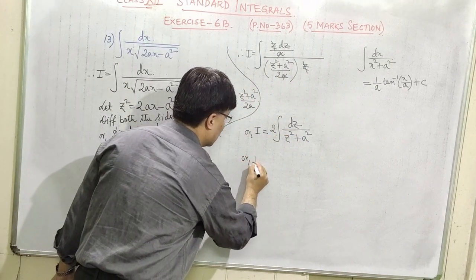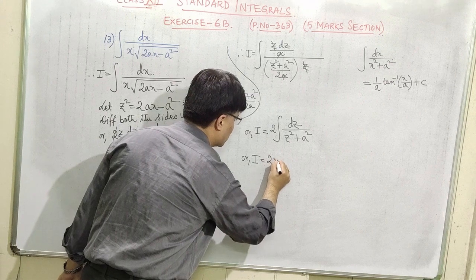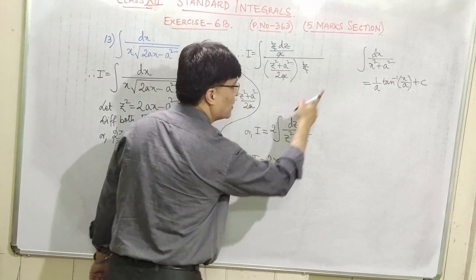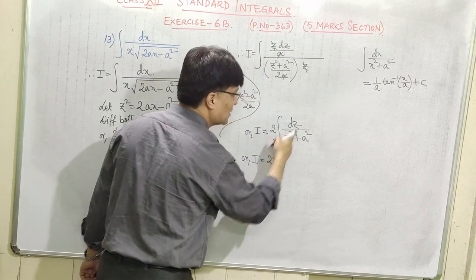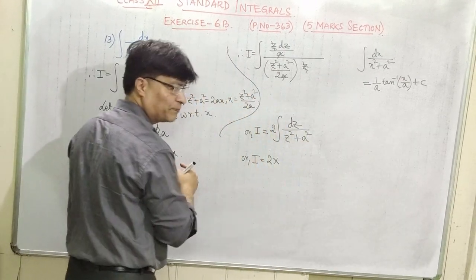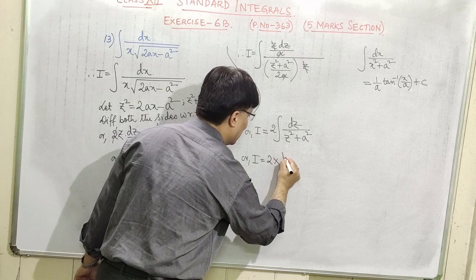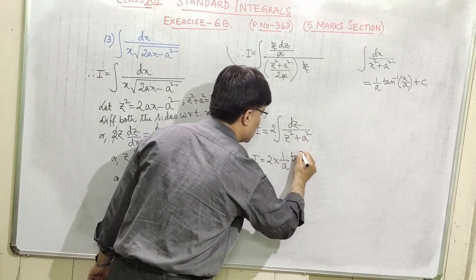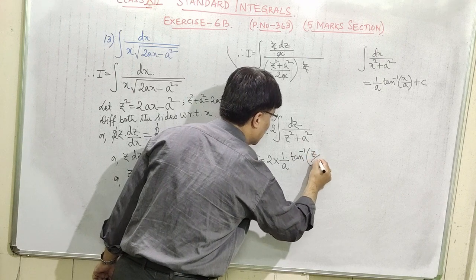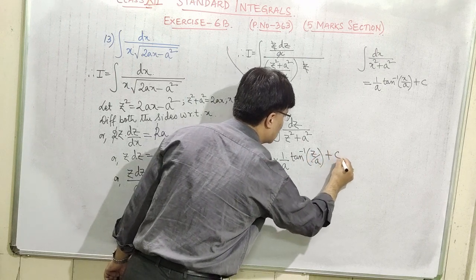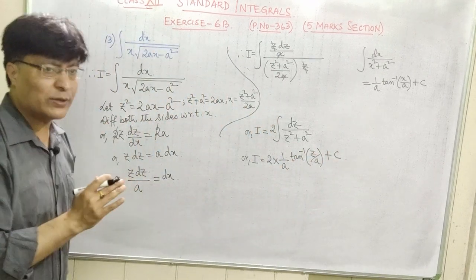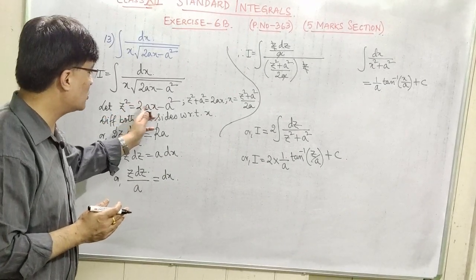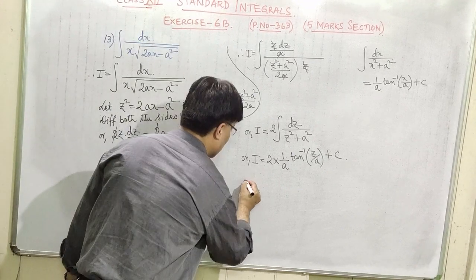So I is equal to 2, a constant, you have to write it. Now write down the formula. Instead of x there is z. Instead of a there is a. So what is the formula? 1 upon a, then tan inverse z upon a, plus c. x upon a means here z upon a. Now you have to put the value for z. What is z actually? It is root over 2ax minus a square.